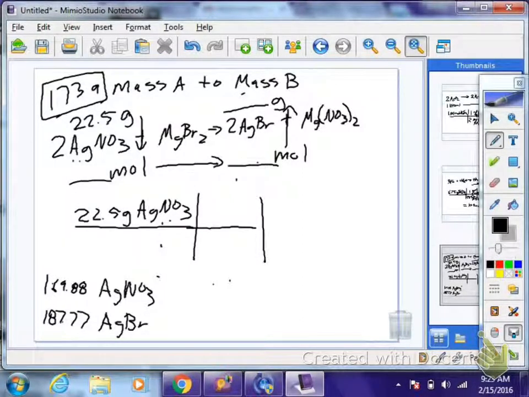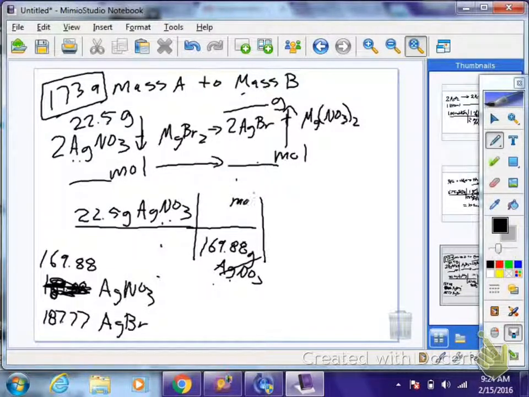AgNO3: you just have one silver, one nitrogen, 3 oxygens. You guys hopefully will know how to do that. So that would go down here, 169.88 grams of AgNO3. That cancels out. And then you go to moles of AgNO3.